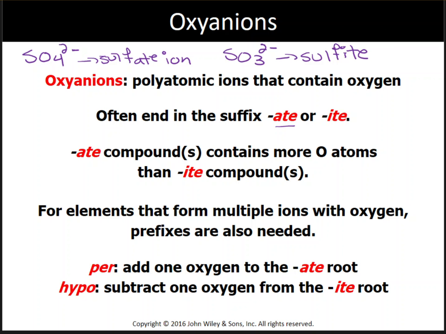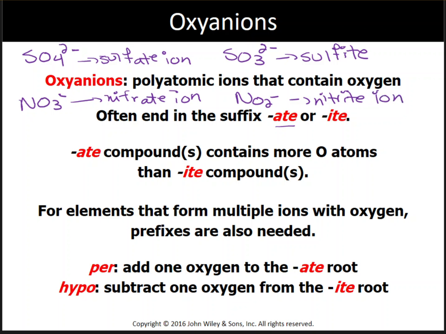Another example could be nitrate and nitrite. The most number of oxygens nitrogen can have is 3. So if you have 3 oxygens, NO3⁻, this becomes a nitrate ion. One oxygen less, NO2⁻, becomes a nitrite ion. Now, why sulfur can have a maximum of 4 oxygens and nitrogen a maximum of 3 oxygens really depends on their Lewis structure. So for now, just memorize the polyatomic ions, their formula, their charge, and their name.